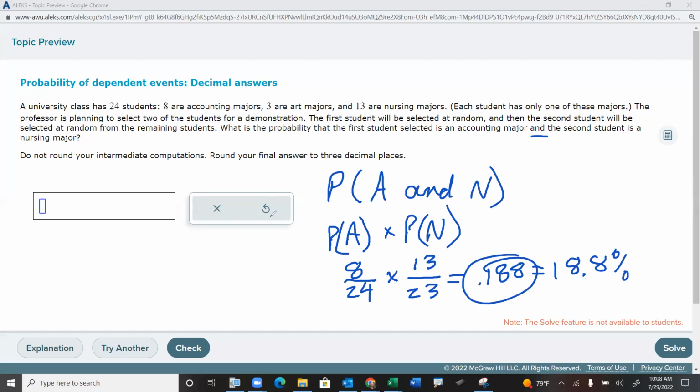Now, what if they said, what's the probability of getting an accounting and another accounting major? Well, it would be 8/24 for the first accounting major. And you're not going to put that accounting major that you just picked back into the pot. So there are only 7 accounting majors left for the second draw out of only 23 students. And that is how you would do accounting and accounting. I will very likely have one of these on the test. I like these.